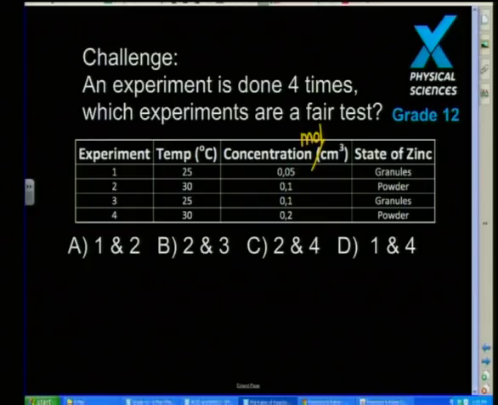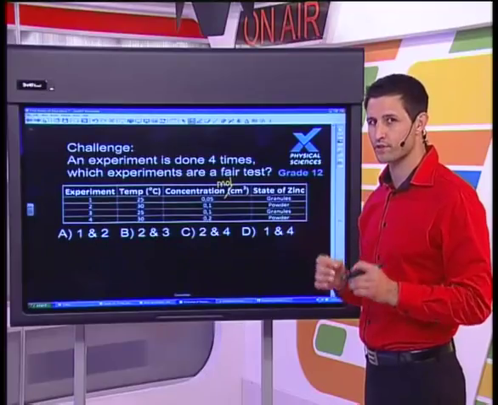Now, another thing which we can change, or one of the variables which we can change, is the state of the zinc in this reaction. Now, remember that zinc is a solid. That's one of the clues. I can make it into granules, or I can make it into powder. Now, this is just a small snapshot of one of those papers.